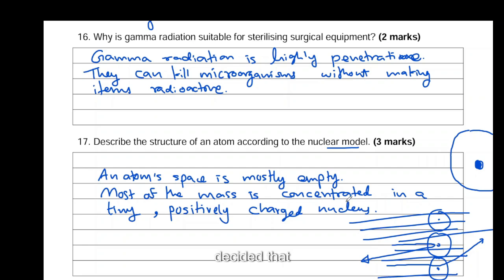So Rutherford decided that an atom is mostly empty space, which explains why the vast majority of the alpha particles went straight through, and the mass is concentrated in a nucleus. Now that's why it was able to deflect alpha particles, even sometimes very rarely completely make them bounce back, and it is positively charged because it was able to repel the positively charged alpha particles.